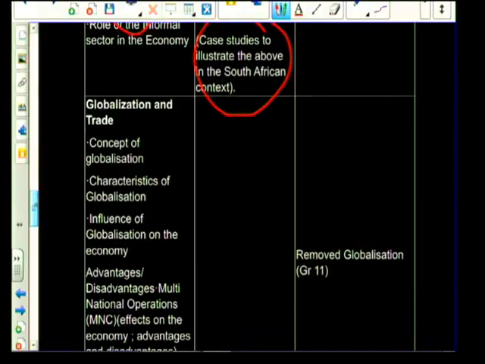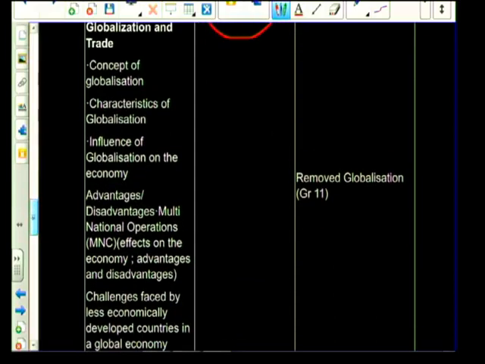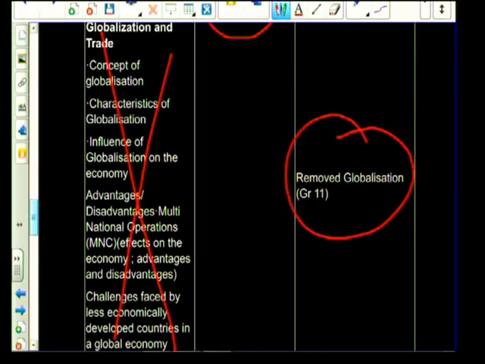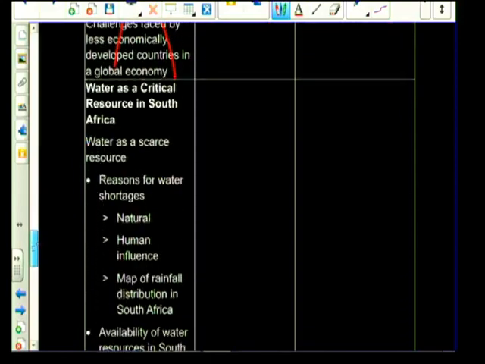All right, globalization, quite an interesting section, and you will remember it. You did it last year. So this section is removed to grade 11. I shouldn't call it a little section. It's quite a bit of work there, but it has been removed to grade 11. Water resource has been moved to grade 10.